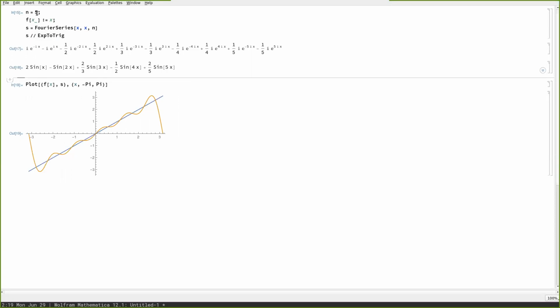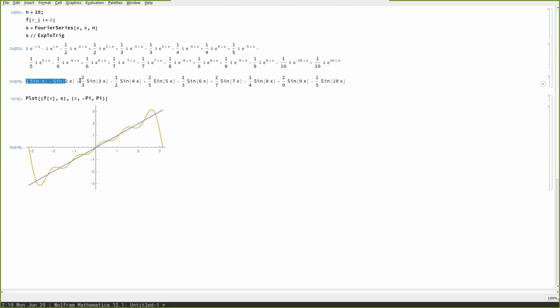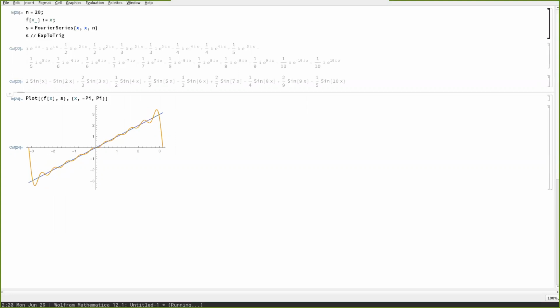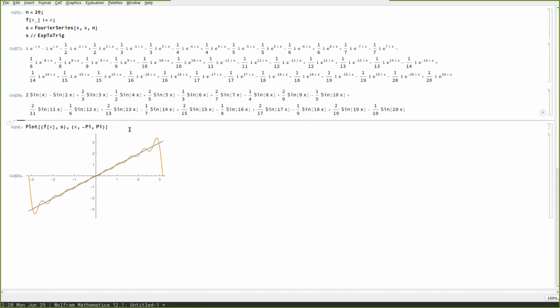If I increase n, so let me increase 5 to 10, then I'm going to increase the number of terms in my Fourier series up to the 10th term. My picture is also going to get a little bit better. So the gold curve still has wiggles in it, since sine has wiggles, but you can see that it's getting closer and closer to an approximation of the function f of x. So let me increase that number of terms to 20. So I have the first 20 terms, I can plot that. And yes, this gold function is getting closer and closer to my line.